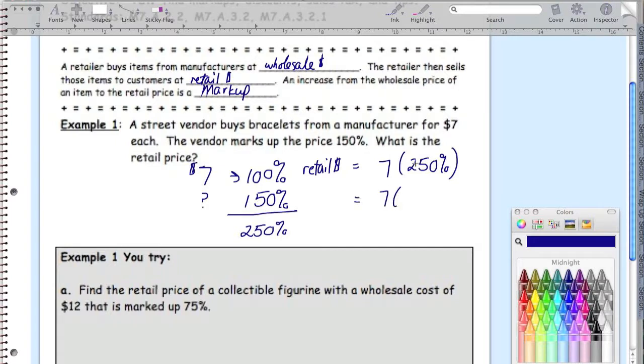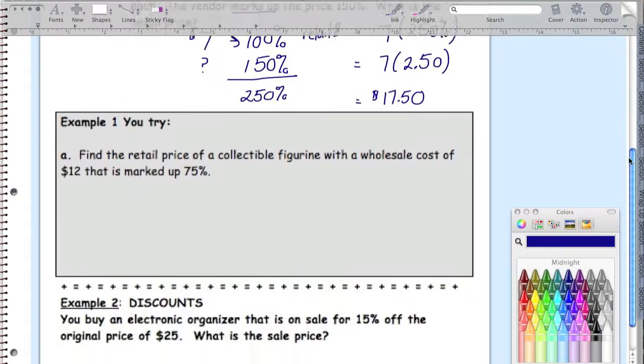So obviously I don't want to write it as a percentage. So this is 7 times 2.5. 7 times 2.5 comes to $17.50. And that's the correct answer. So that's what we would have found the other way also. We just did it a little bit faster here by saying 100% guaranteed. We're adding, because he's marking it up, 150% coming to 250%. And then we just do one step here of multiplication.